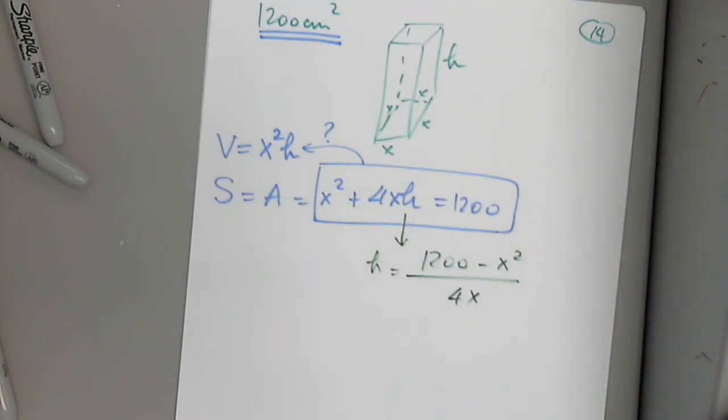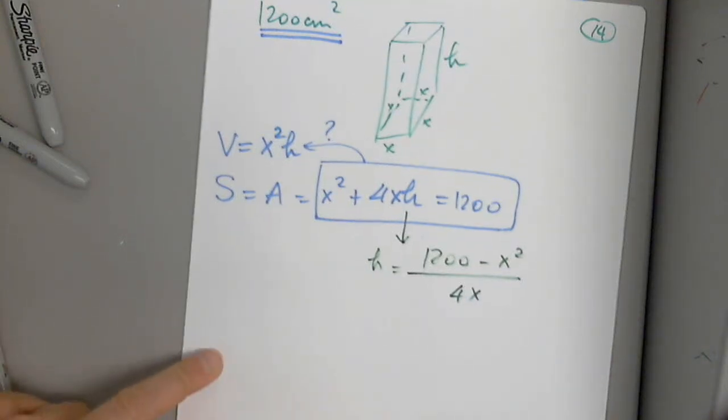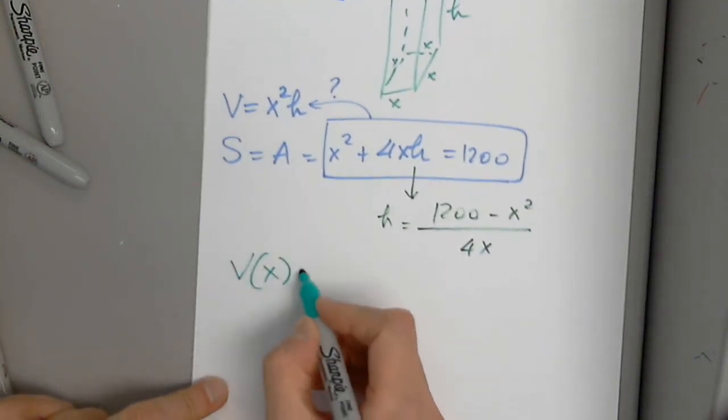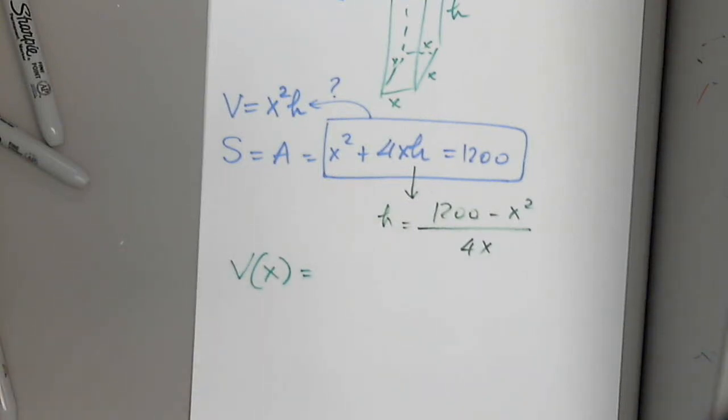Why? Because the function that we are discussing and interested in has 2 variables. We can't handle 2 variables. We have to eliminate one, and we will eliminate one by replacing h by what we have. So the volume now is indeed a function of x only.